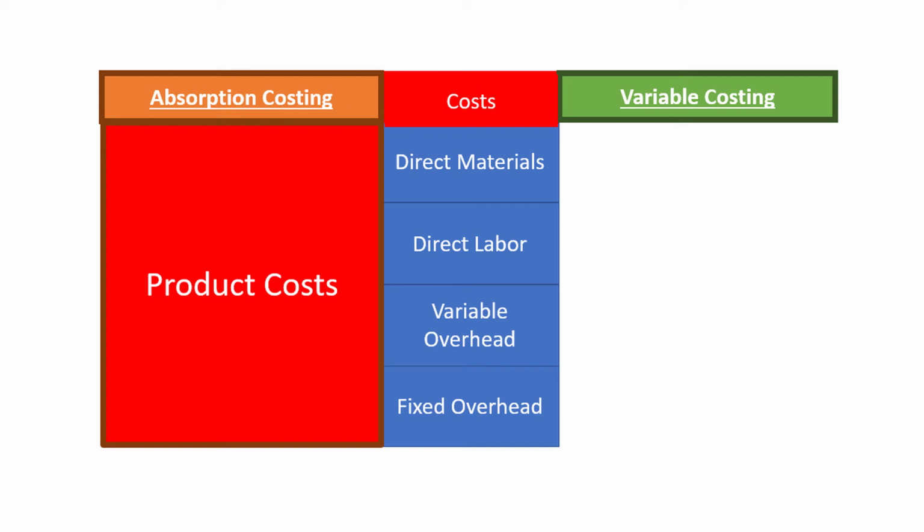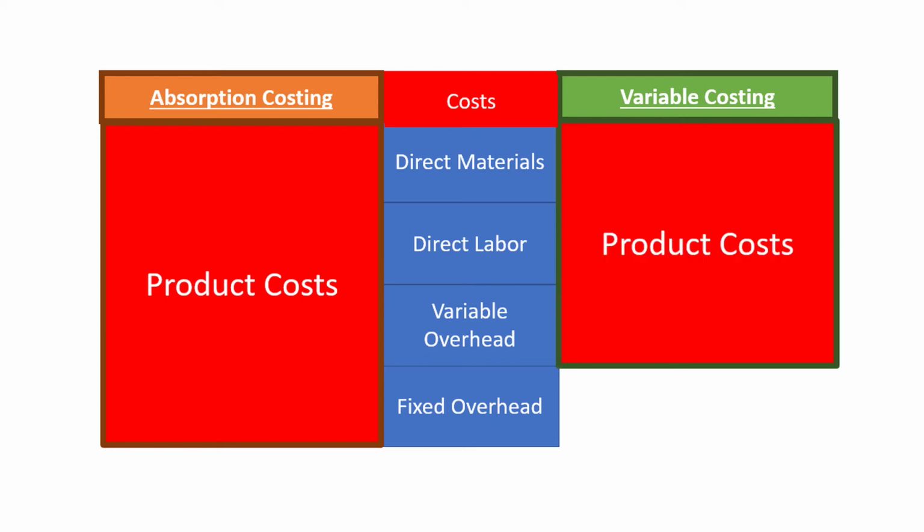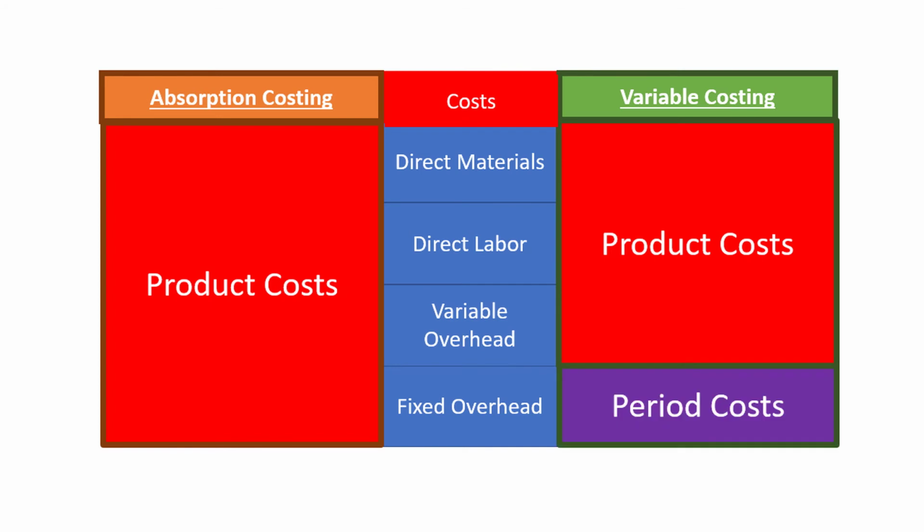the absorption costing method. But there is a different type of costing that only considers the variable costs of direct materials, direct labor, and variable overhead. We call this costing method variable costing. The fixed overhead is considered a period cost under variable costing and will not be counted in the cost of inventory or cost of goods sold. This method cannot be used for financial reporting purposes, but might be useful to make managerial decisions.